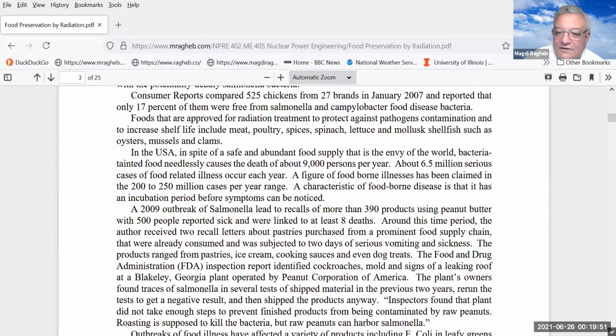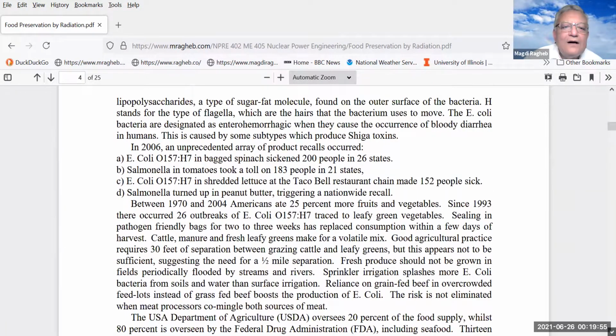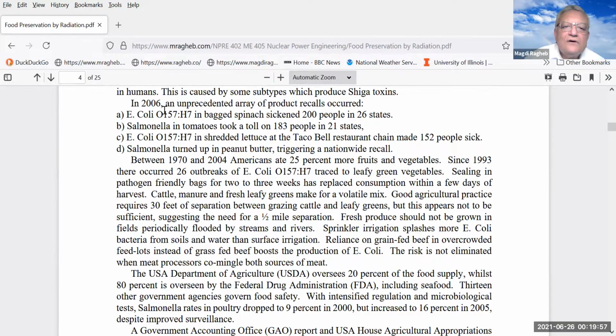So let us look at, you can read more about the introduction here, but in 2006, an unprecedented array of product recalls occurred. E. coli 0157H7 in bagged spinach sickened 200 people in 26 states. There was salmonella in tomatoes, took a toll on 183 people in 21 states. Again, E. coli 0157H7. This is a new mutation in the E. coli bacteria.